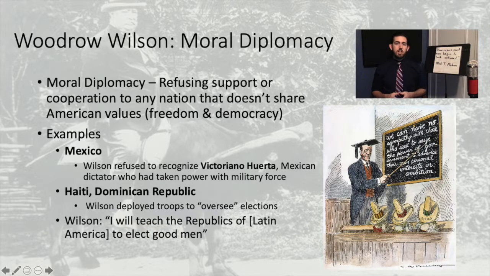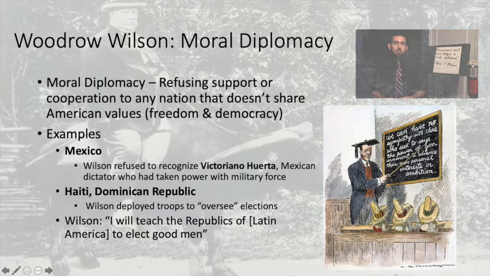In 1913, Wilson refused to recognize Mexican dictator Victoriano Huerta, who had seized power with military force. Wilson denounced Huerta and employed measures that damaged Mexico's economy. He also ordered the occupation of Veracruz until Huerta surrendered power, which he eventually did. During his presidency, Wilson deployed troops throughout Latin America, including places like Haiti and the Dominican Republic, in order to oversee elections there. Often, the occupations would continue until the election's outcome was favorable to Wilson and the United States. He once remarked, "I will teach the republics of Latin America to elect good men."